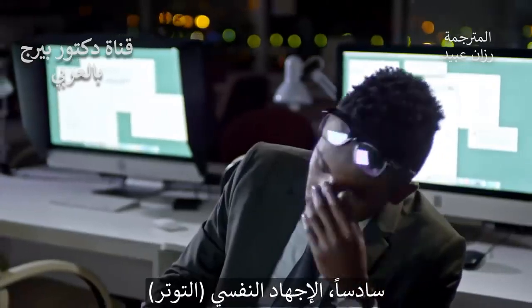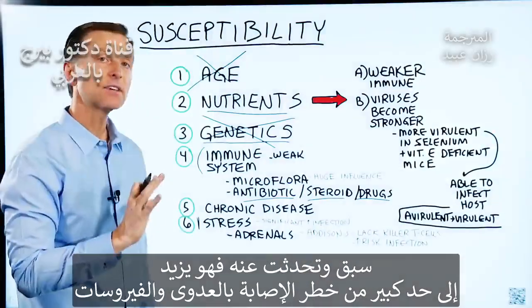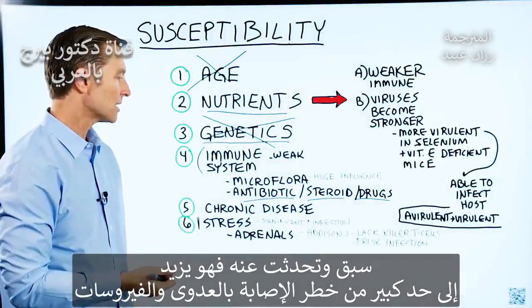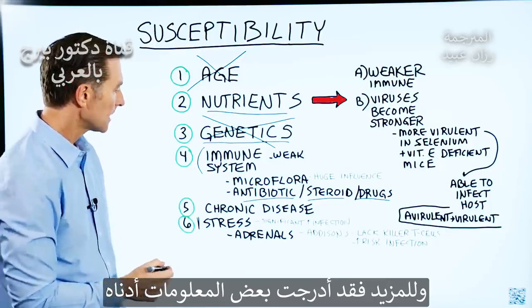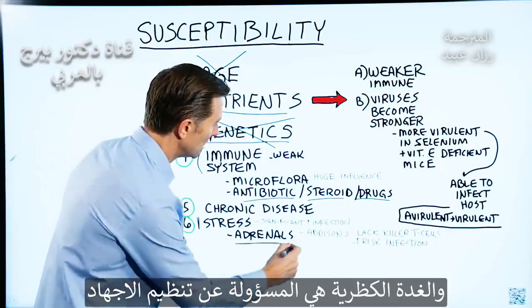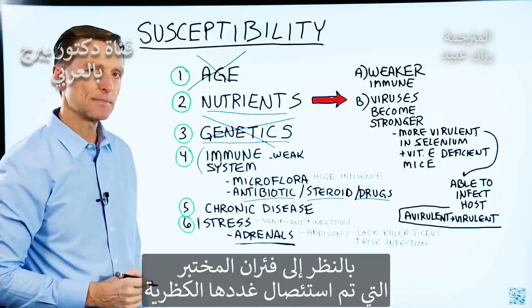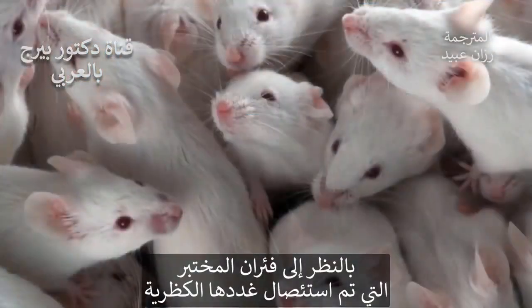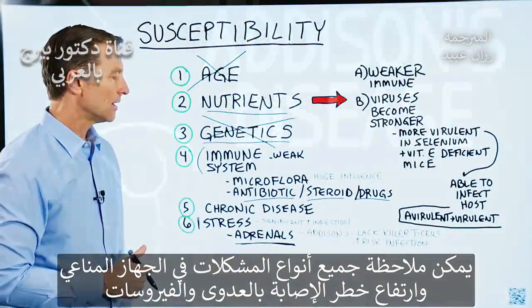Number 6, stress. I've already talked about this a little bit, but stress significantly increases risk of infections and viruses. I put some data down below. Your adrenal glands are really the gland that regulates your stress. If we take a look at mice that had their adrenals extracted, all sorts of problems with the immune system, increasing risk of infections, viruses.